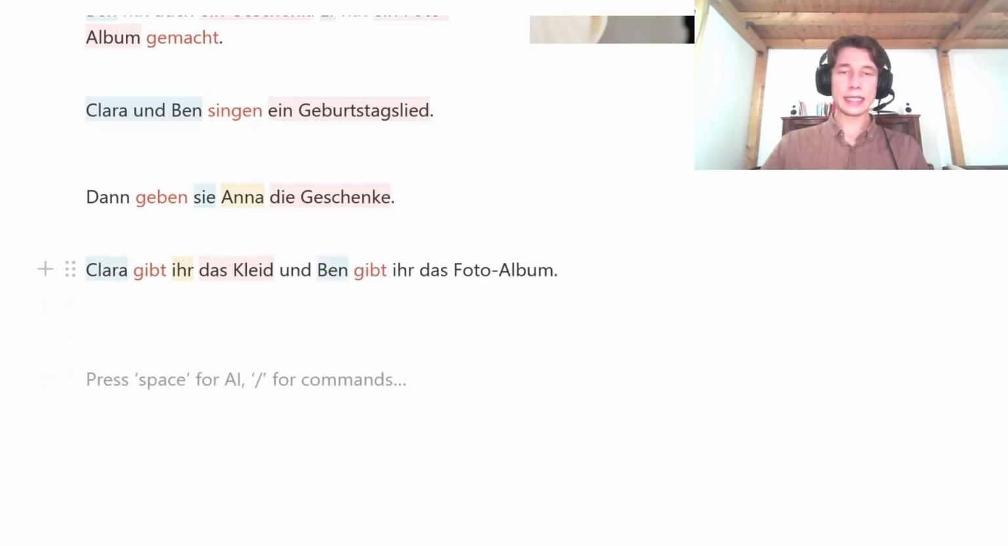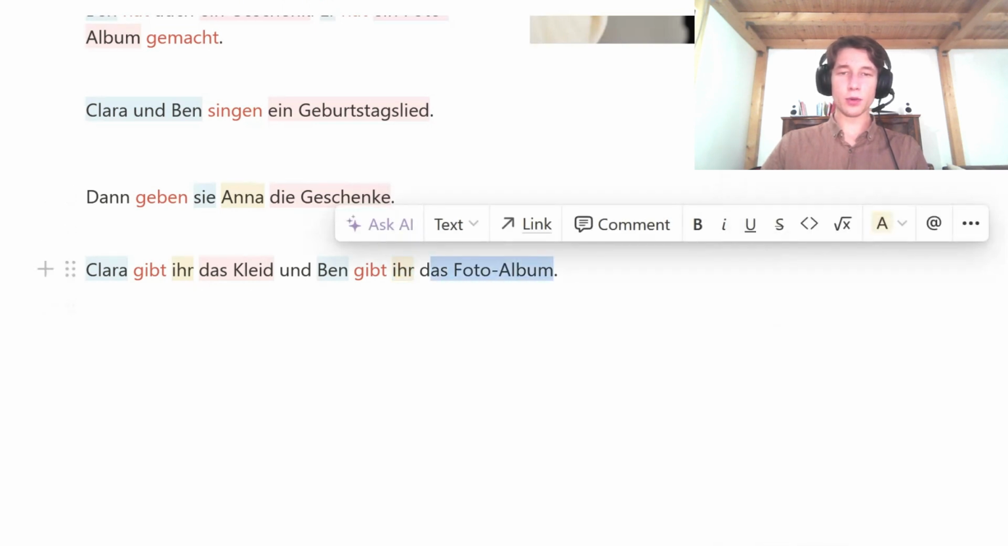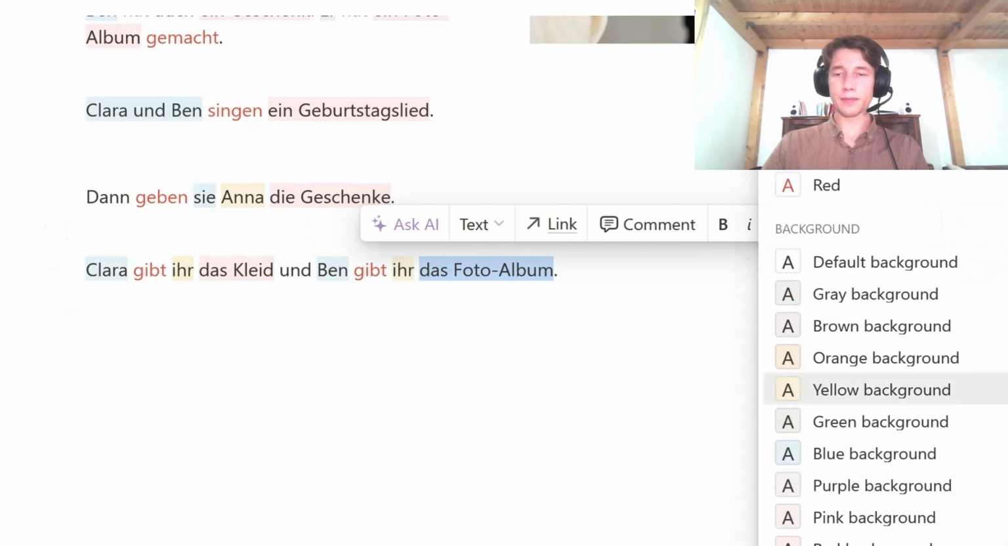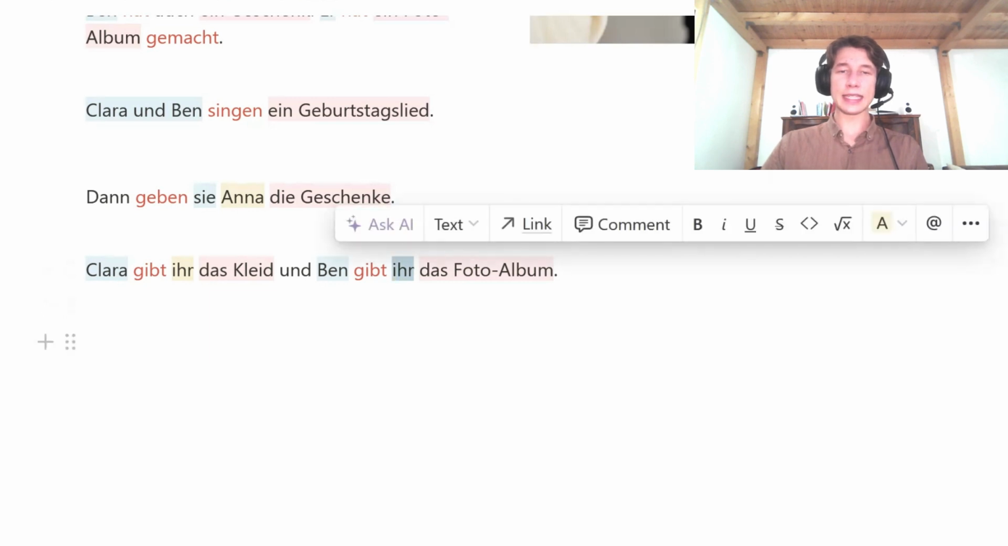So Ben gibt ihr das Fotoalbum. Again, Ben gives it to her, and das Fotoalbum is the thing that gets given. So Fotoalbum is accusative, the direct object, and ihr, her, that is the receiver, that is in dative.